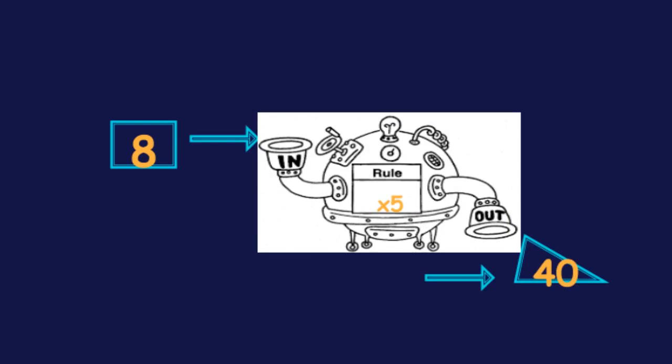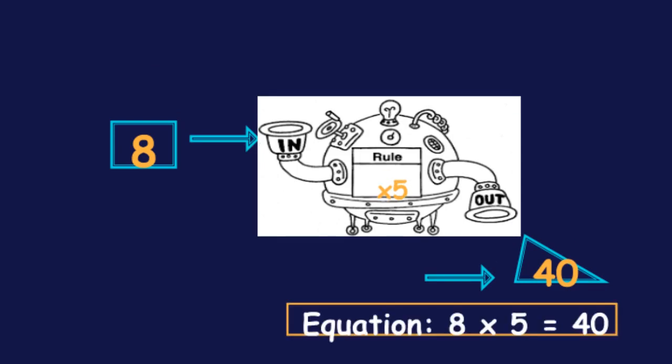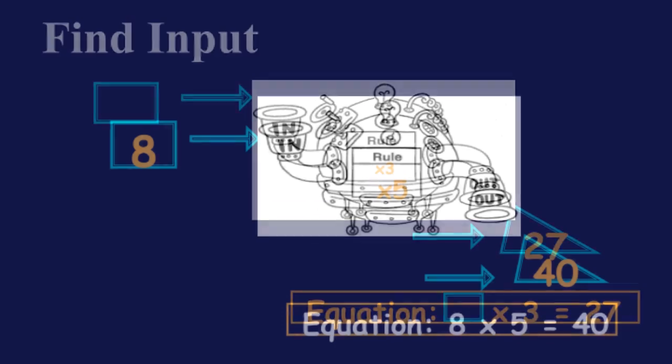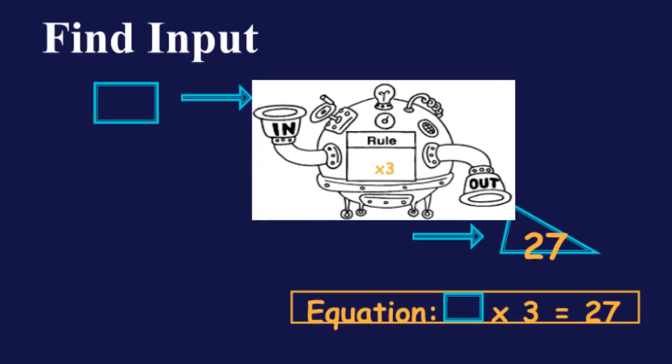When the number 8 is entered into the machine as an input, a given mathematical function or rule is applied and it transforms it into a new number. This can be written in the form of an equation. 8 multiplied by 5 is equal to 40. Now that you know how a function machine works, can you try to find the input?